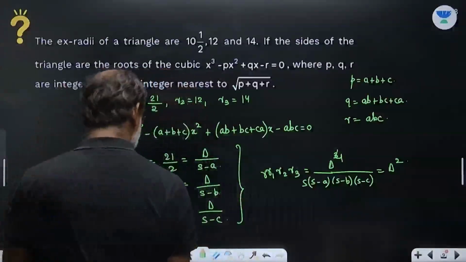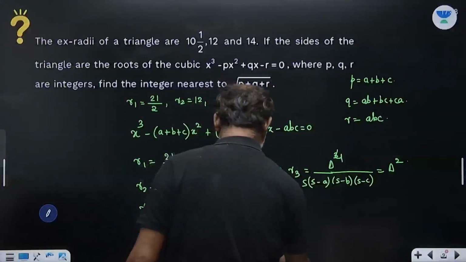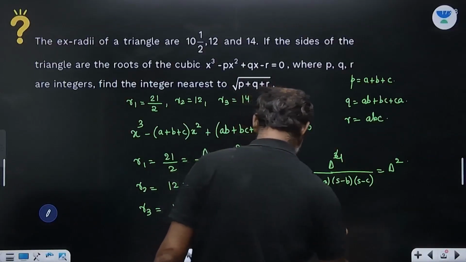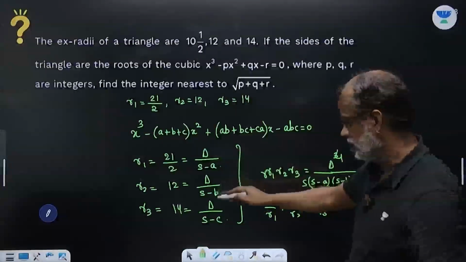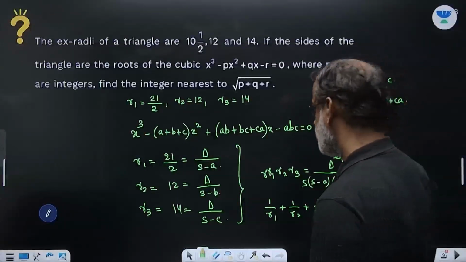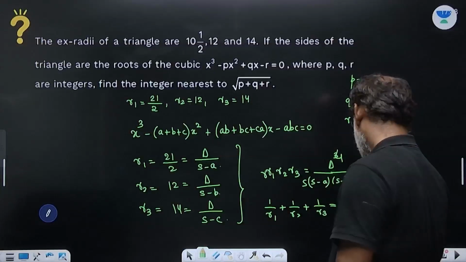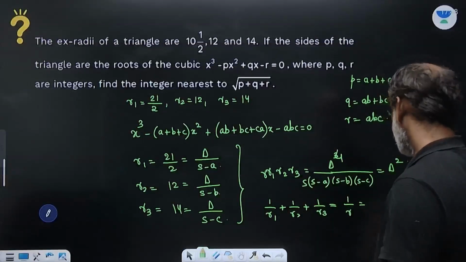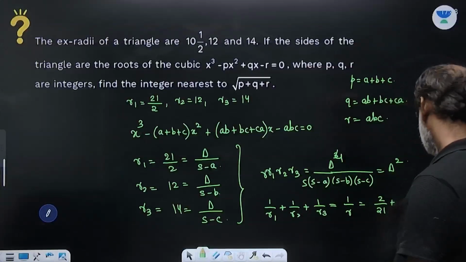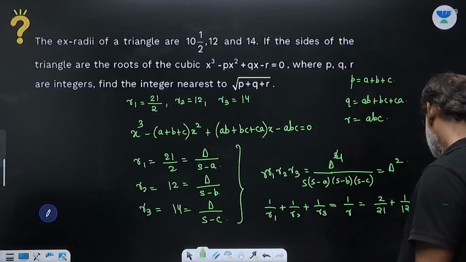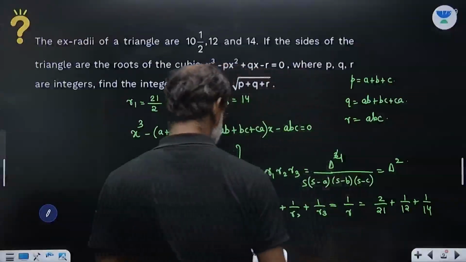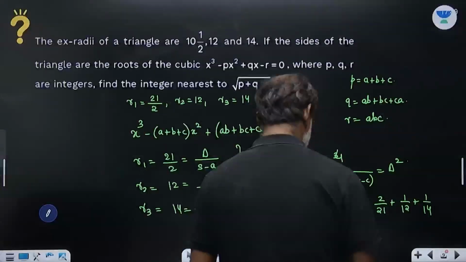Fine. Now 1 by R1, 1 by R2, 1 by R3: S minus a, S minus b, S minus c, see when you add them up you get 3S minus (a plus b plus c), so this is 1 by R. So this is 2 by 21 plus 1 by 12 plus 1 by 14. Okay, so you will get R from here.